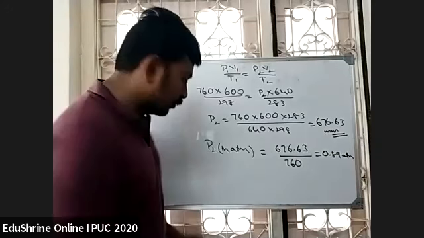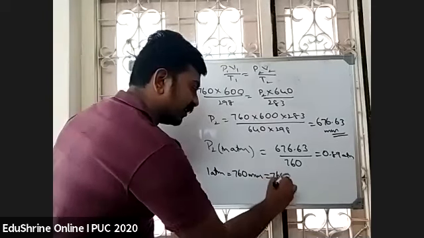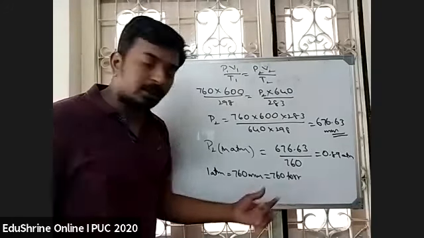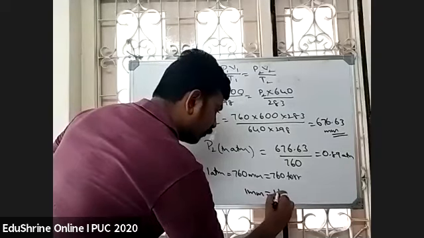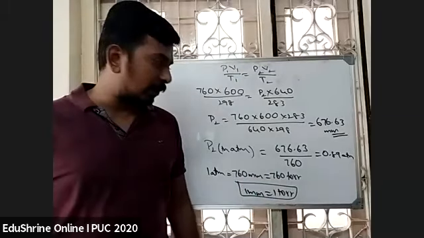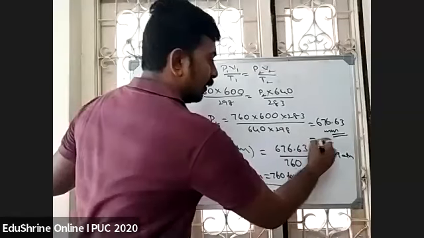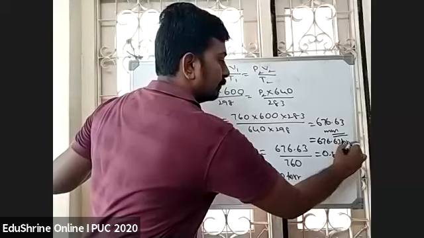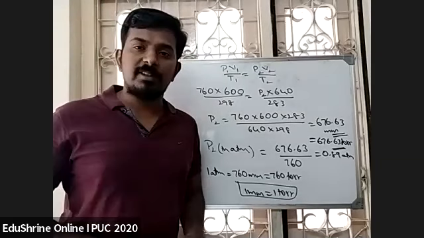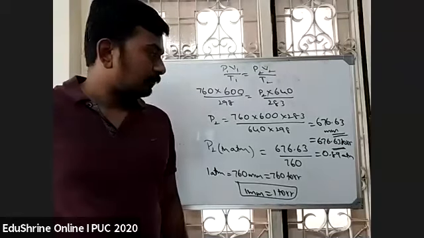Now if they ask in torr, we know that 1 atm is equal to 760 mm, which is equal to 760 torr. From this you can tell that 1 mm is equal to 1 torr. So 676.63 mm will be equal to the same number of torr only. So in torr this will be 676.63 torr. So torr and mm are of the same units. Okay. Completed.